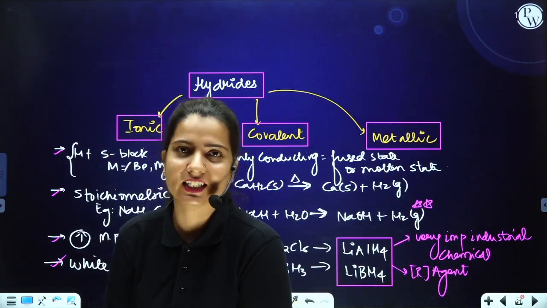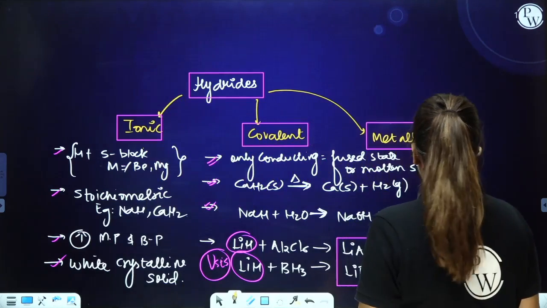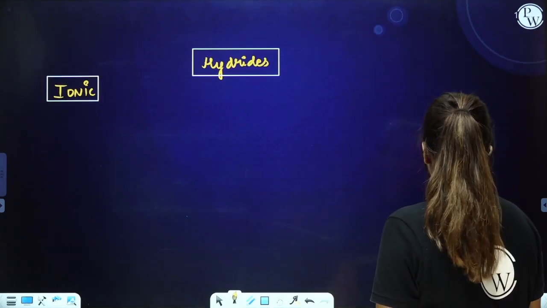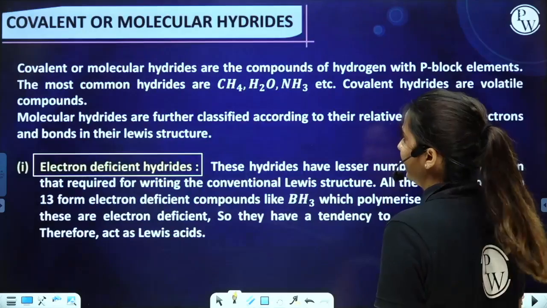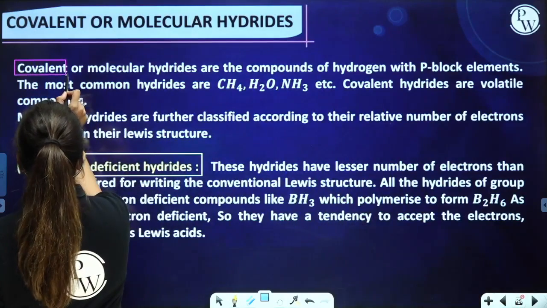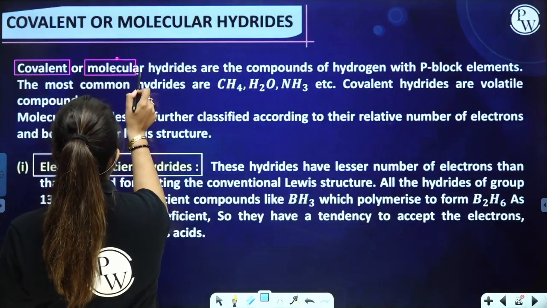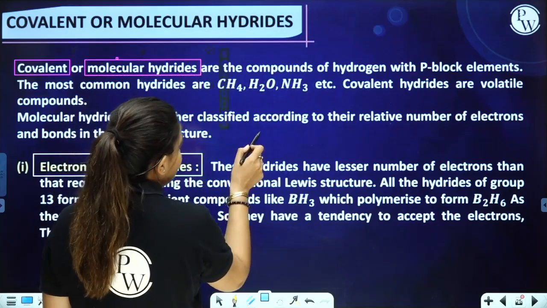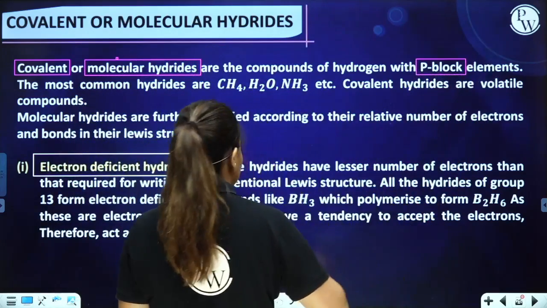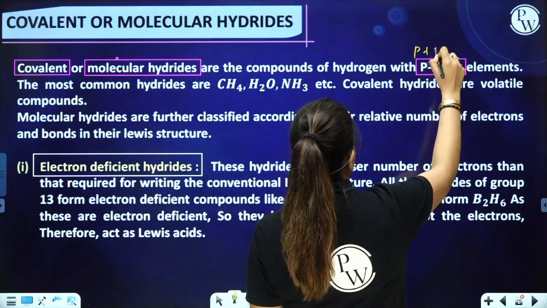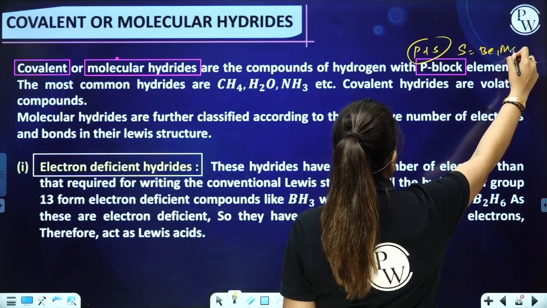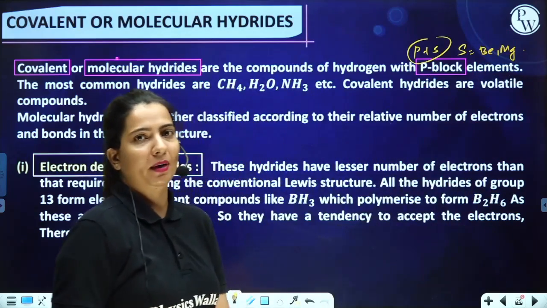Now we have to discuss the covalent hydrides. Covalent hydrides are basically called the covalent hydride or the molecular hydride. These are formed with the p block elements and in the s block elements also, p plus s, and in the s we are only going to take beryllium and magnesium.